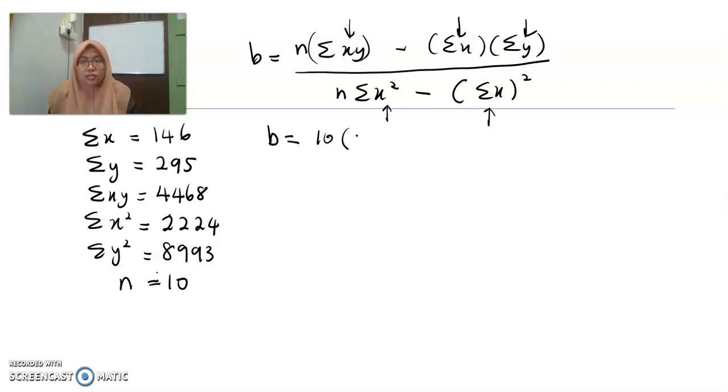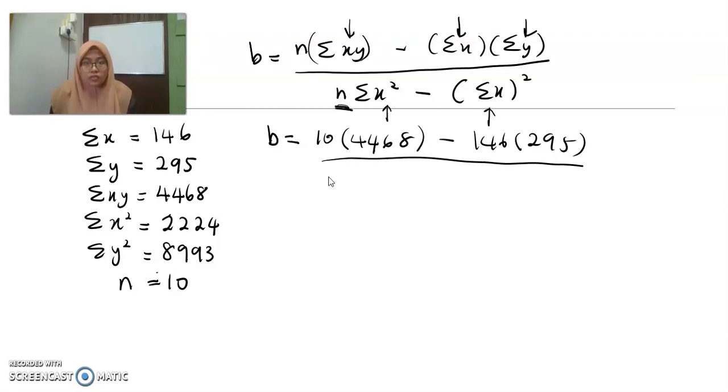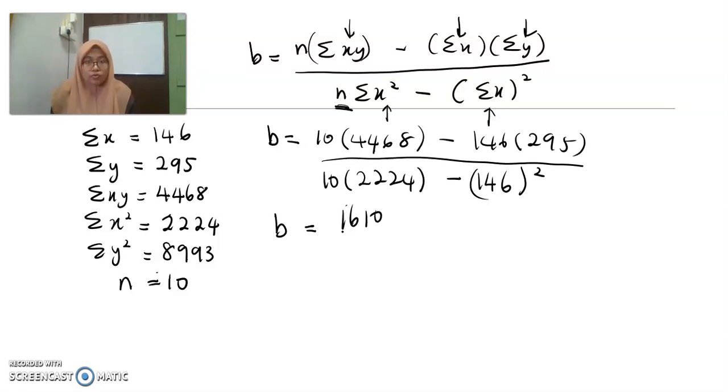10 times 4468 minus 146 times 295, divided by 10 times 2224 minus total x, 146 squared. Okay, so next step is to evaluate the final answer for B. Okay, so B is 1610 over 924. So B value is 1.742.